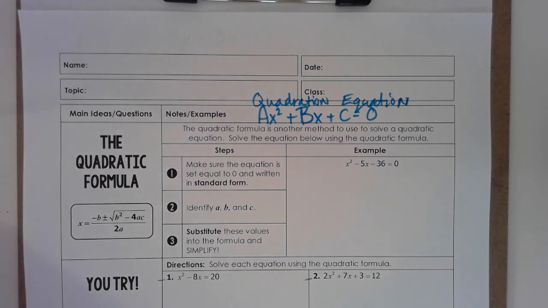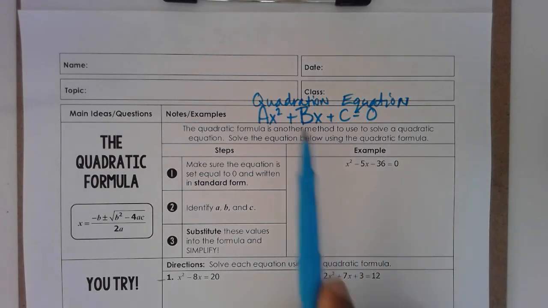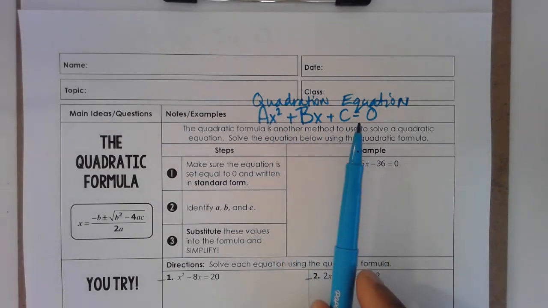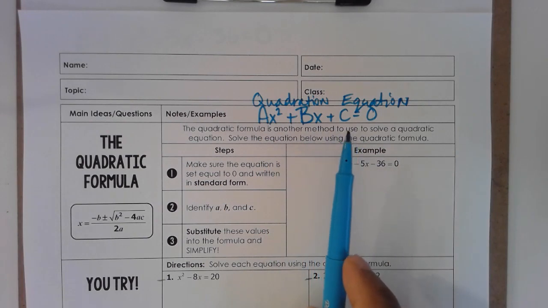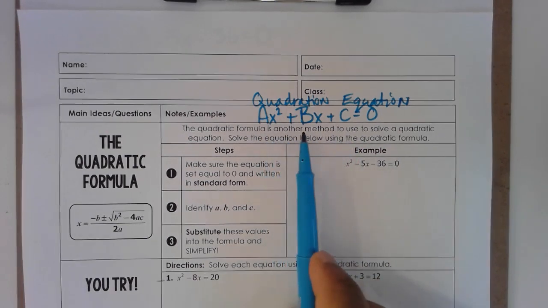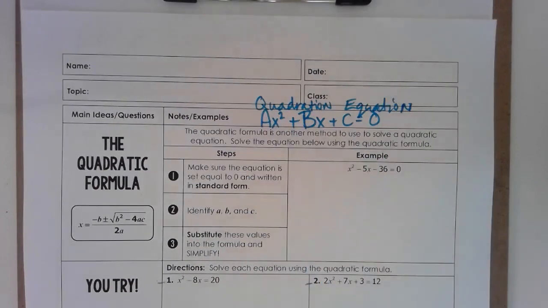So in order to use the quadratic formula, you need a couple of things. First and foremost, you need a quadratic equation. And so I wrote it down here. You're probably going to want to write that down in your notes as well. So you have ax squared plus bx plus c equals 0.